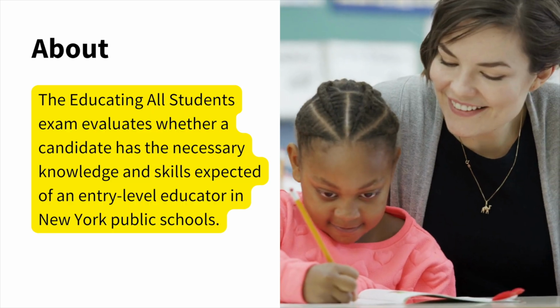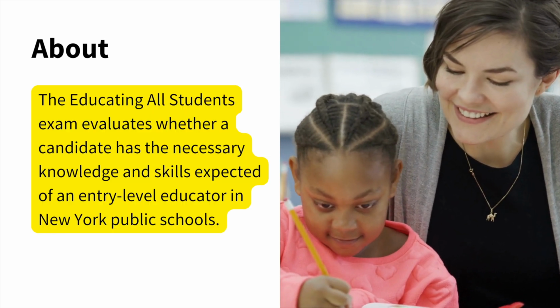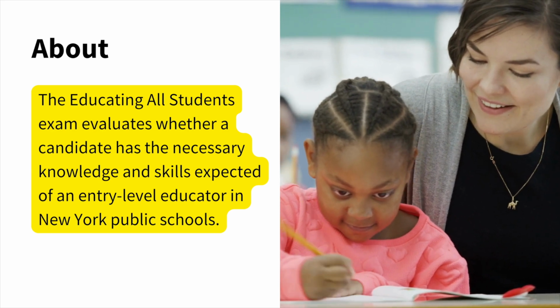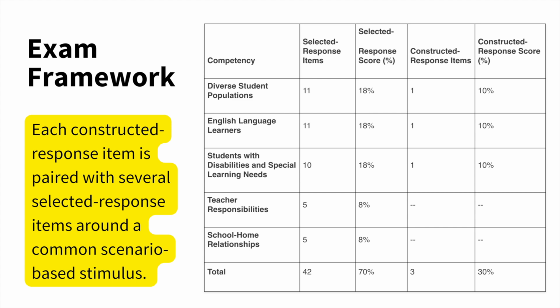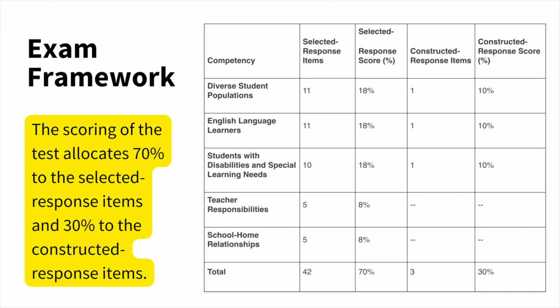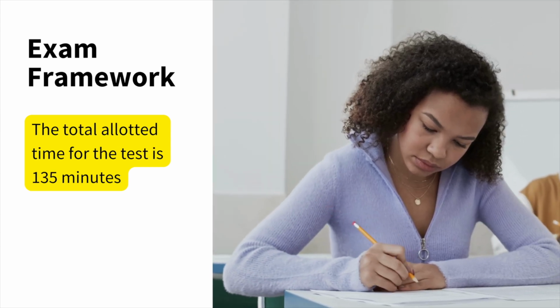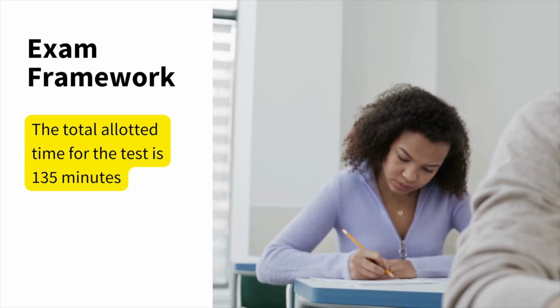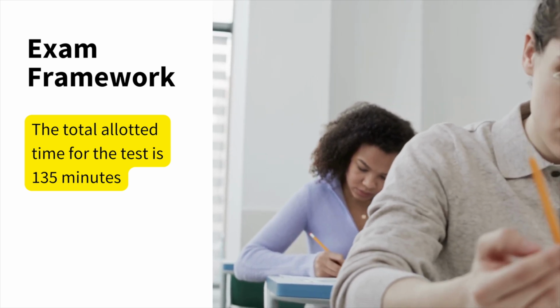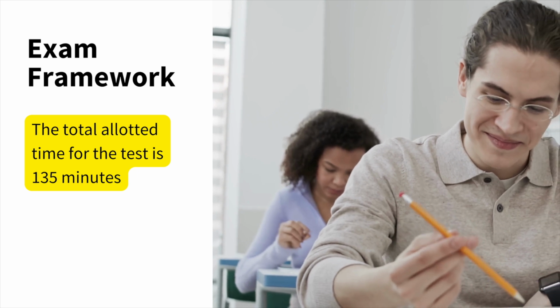The Educating All Students exam evaluates whether a candidate has the necessary knowledge and skills expected of an entry-level educator in New York public schools. This examination is composed of both selected response and constructed response items. Each constructed response item is paired with several selected response items around a common scenario-based stimulus. The scoring of the test allocates 70% to the selected response items and 30% to the constructed response items. The total allotted time for the test is 135 minutes. For timing estimates, each constructed response item is intended to take up to 10 minutes, while the selected response items collectively have an expected response time of up to 105 minutes.